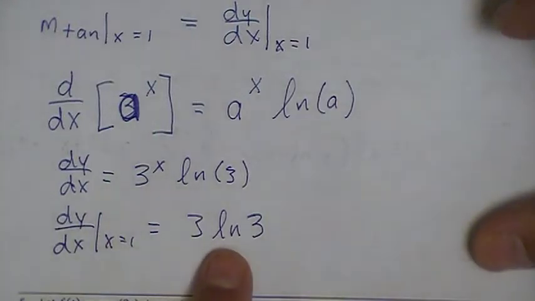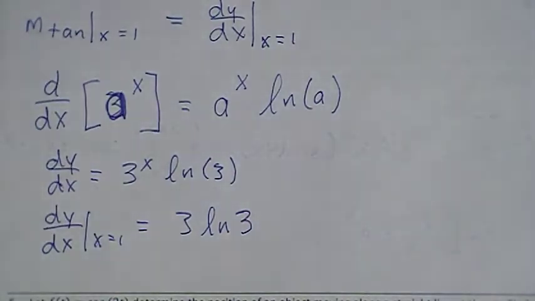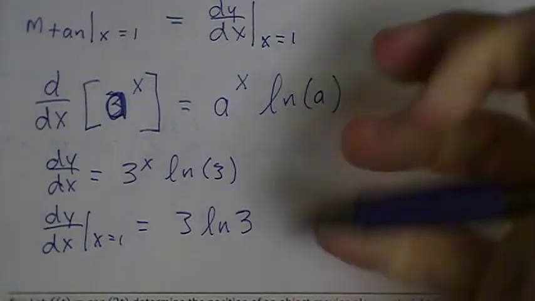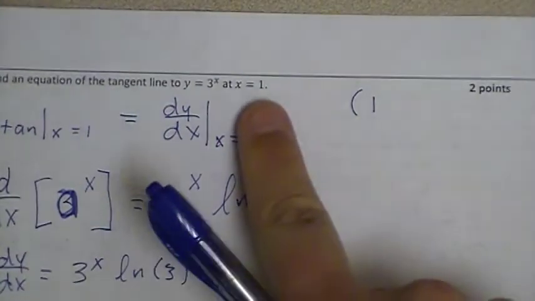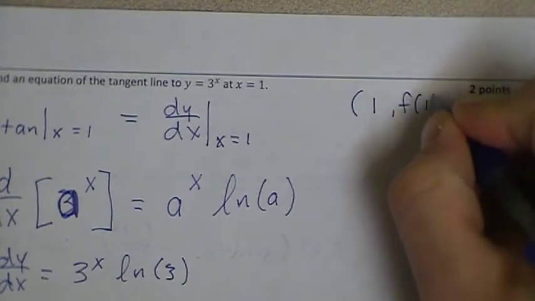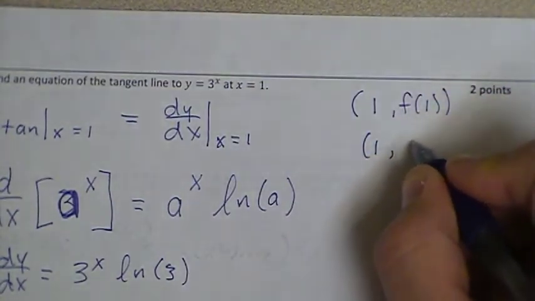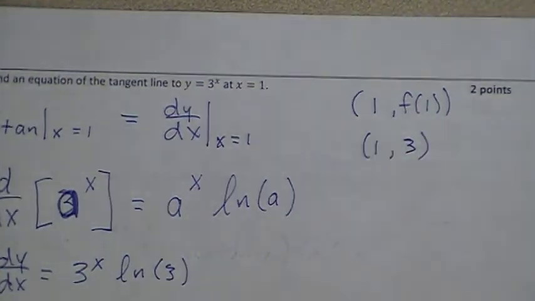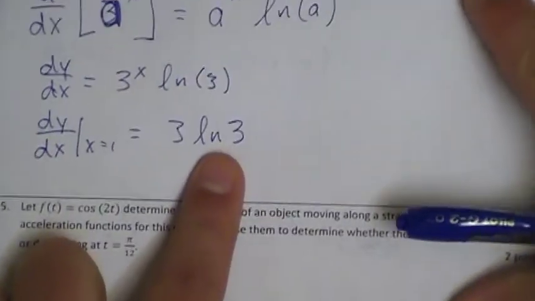It's still a slope. If I'm looking for the equation of the tangent line, I'm going to need to find the point of tangency. The point of tangency has an x value of 1 and a y value of f of 1. And if I compute f of 1, that's just going to be 3 to the first, which is just 3. So I need to conclude this by finding an equation of the line that goes through this point and has this as the slope.